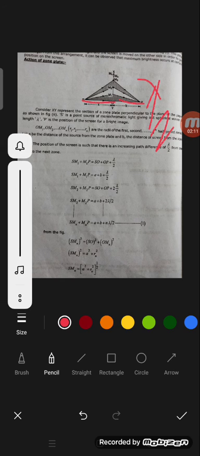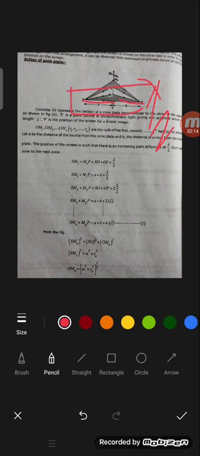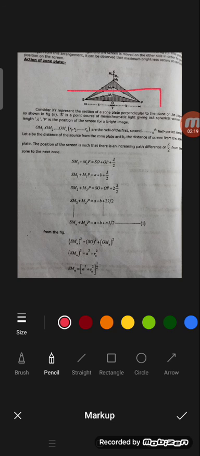Now see the mathematical calculation. For the M1 zone, SM1 plus M1P is equal to SO plus OP plus lambda by 2. SO is nothing but a and OP is nothing but b, so this is a plus b plus lambda by 2 for the first zone. For the second zone it will be 2 lambda by 2, and for the nth zone it is n lambda by 2.